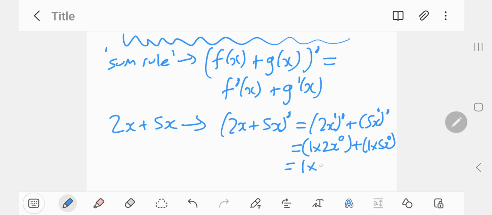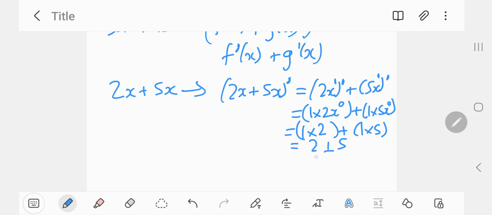So you have 1 times 2, okay, x to the 0 is 1, plus x to the 0 in this case is 1 again. So you've got 1 times 5. So 1 times 2 is 2. 1 times 5 is 5. 2 plus 5 is just 7. That's the derivative. Let's do another example.